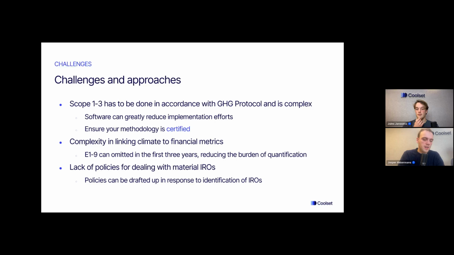And then last but not least, the lack of policies for dealing with material IROs might form a problem for companies reporting on these IROs, and especially the section on policies. But also good to note is that policies can be drafted up in response to the identification of IROs. And you might also say that in the first reporting year, you don't have policies, but you have a rough outline, or you're working on it and will report on these policies in the next year.